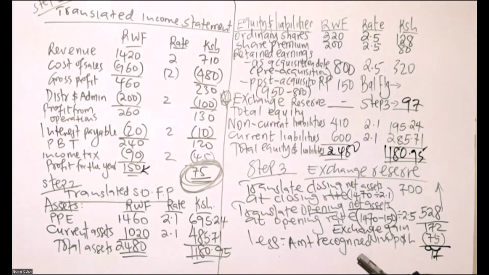So if we take 128 plus 80 plus 320 plus 97 plus 195.24 plus 285.71, now I'm getting 1105.95 minus 1180.95. So the balancing figure would be 75.